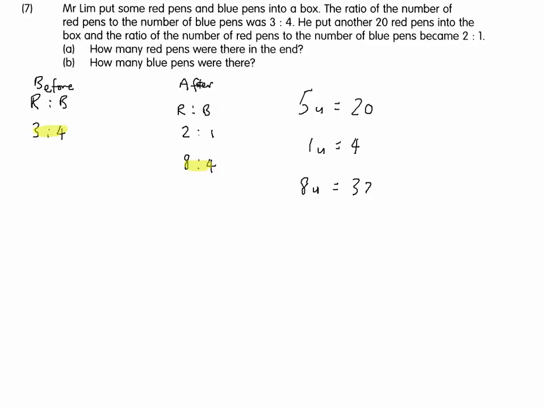How many blue pens were there? For blue pens, they did not say in the end or at first, because it's the same. And how many units is that? 4 units, right? And that will be 16. 4 times 4 equals 16. I need to see your working out: 4 times 4. Do not just write 4 units equals 16. 32 divided by 2 is fine as well.